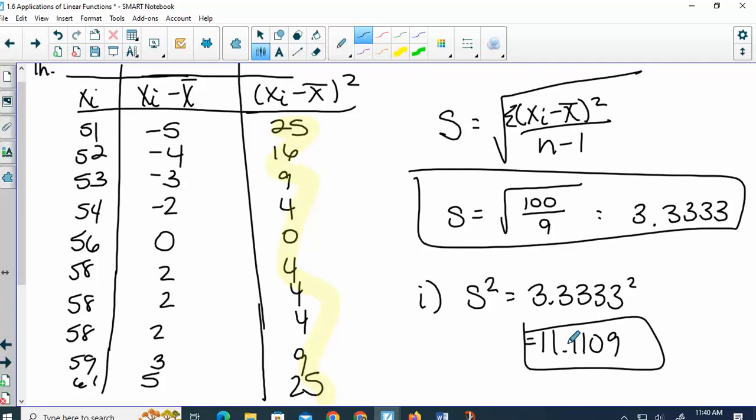D. Lower fence, negative 0.14. Upper fence, 0.22. E. The outlier is 0.29. 3A is 68%. B, 88.89%. 4, 80.6%. 5, geography had a z-score of negative 1.2. Math was negative 1.5, so geography was better.